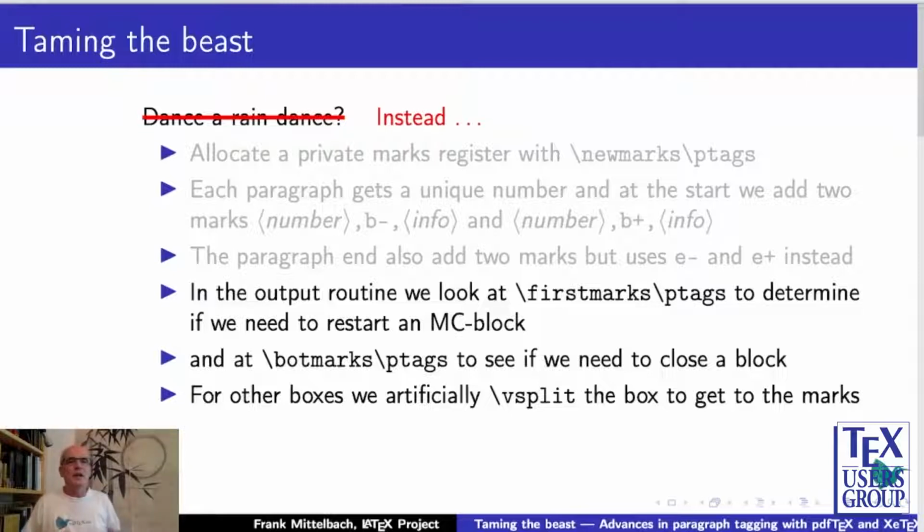If we are not in the main galley, we have to do it slightly differently. We have to look inside the boxes, such as the box for footnotes. To get the mark out of those, we vsplit the box to the largest size we have available, so that everything in the box ends up in the split off part. And then we look at the split marks we get by this process.